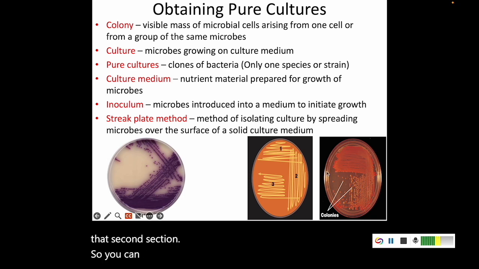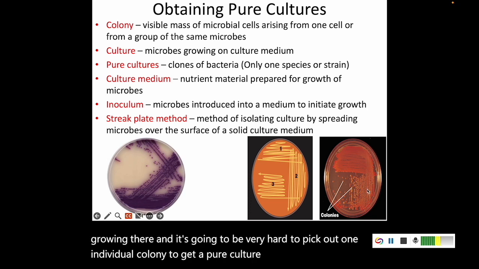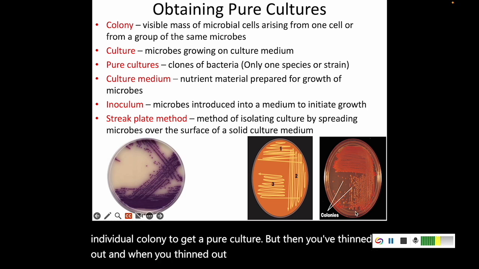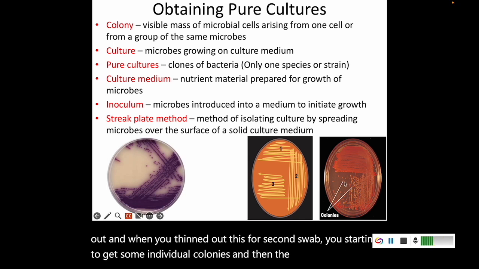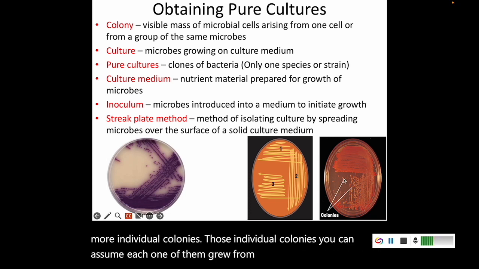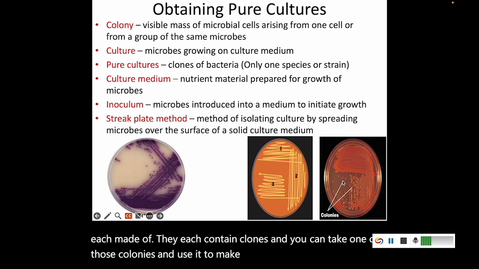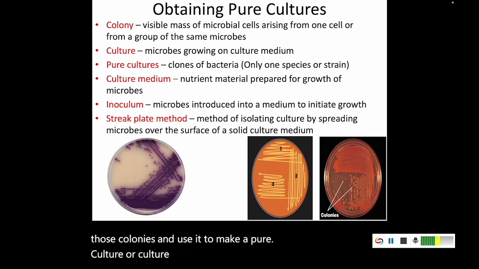You can see that in the first section, you've got tons of microbes growing there. It's going to be very hard to pick out one individual colony to get a pure culture. But then you've thinned it out, and with the second swab, you're starting to get some individual colonies. The third swab has even more individual colonies. Those individual colonies, you can assume each one of them grew from one bacterium. They each contain clones. You can take one of those colonies and use it to make a pure culture, or a culture containing only one species or strain of bacteria.